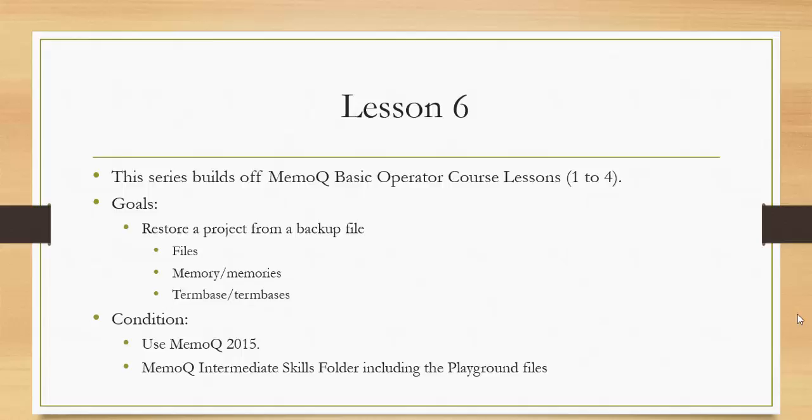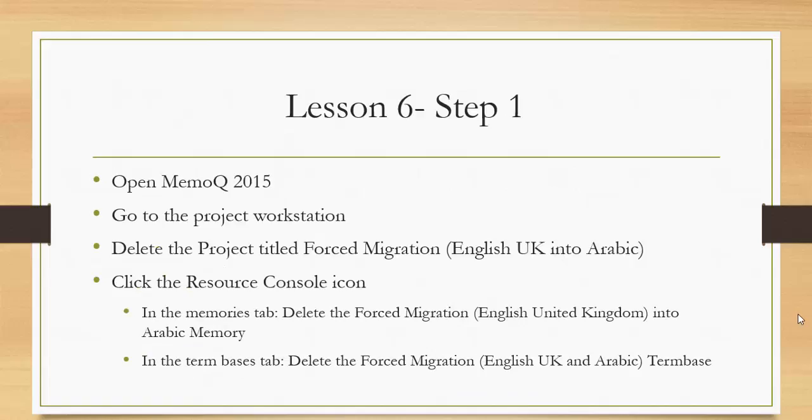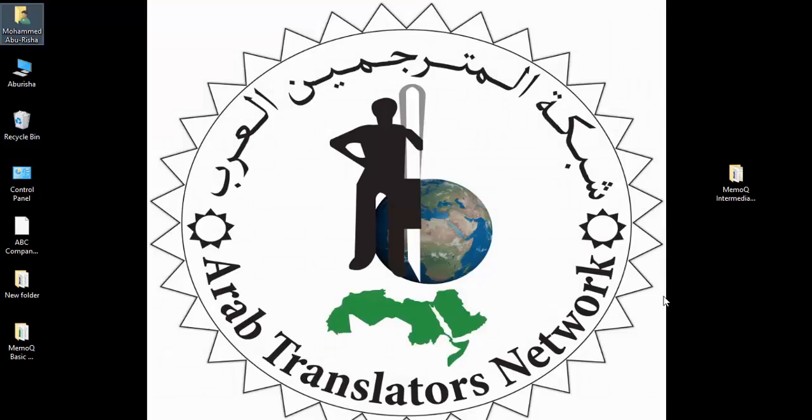Having talked about the goal, now we can talk about the first step. The first thing to do is to open MemoQ 2015, and after we open it, we'll go to the project workstation. The first thing that we want to do is to delete everything that we have created, which is the forced migration project. We want to delete it along with the memory and term base. Let's do it now.